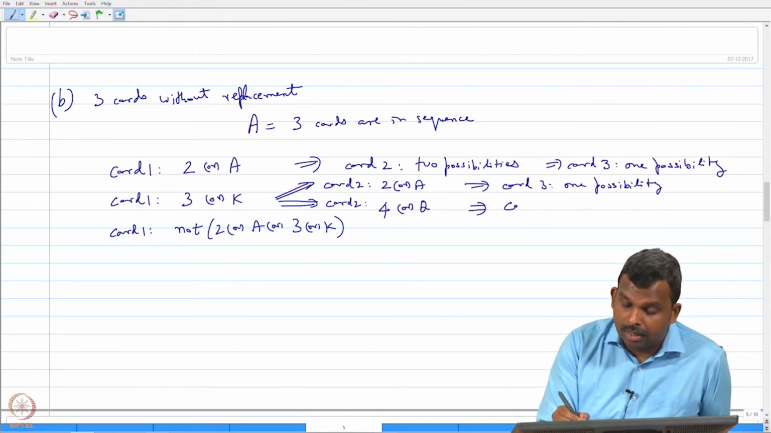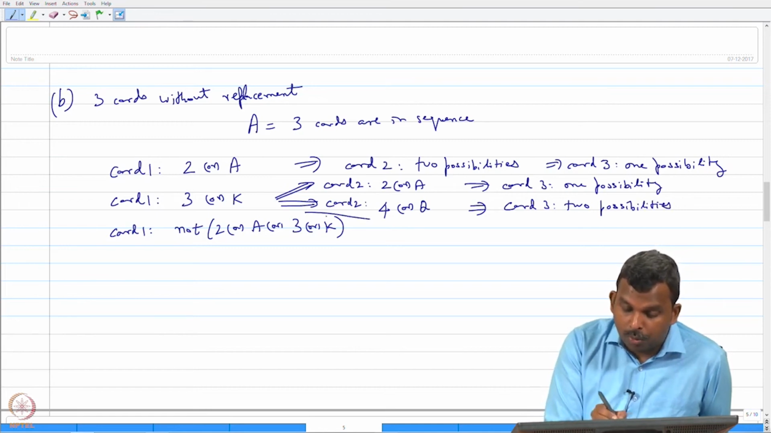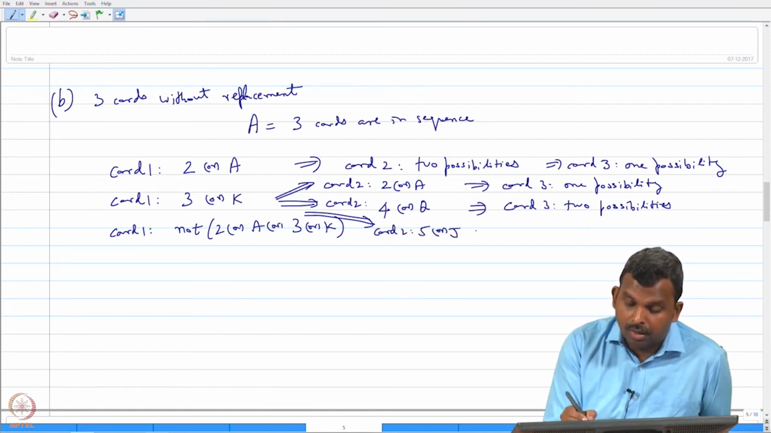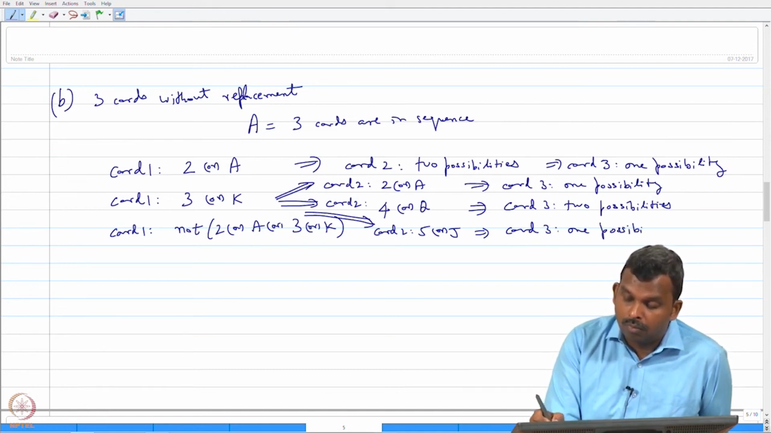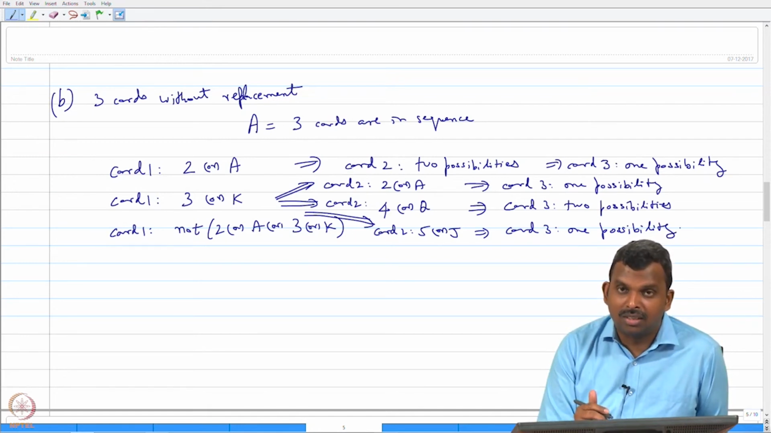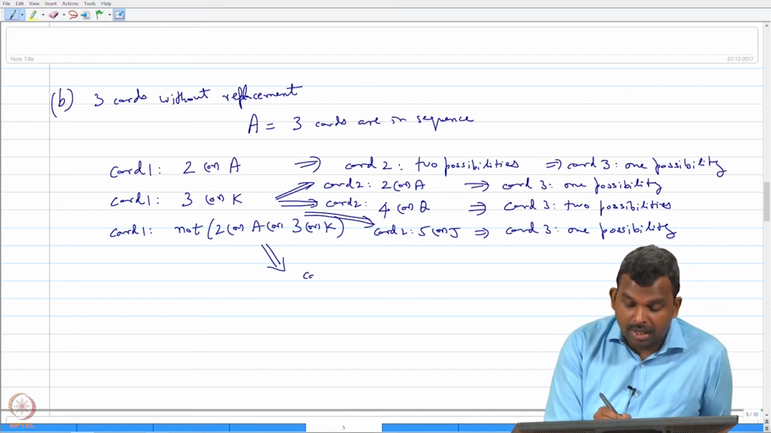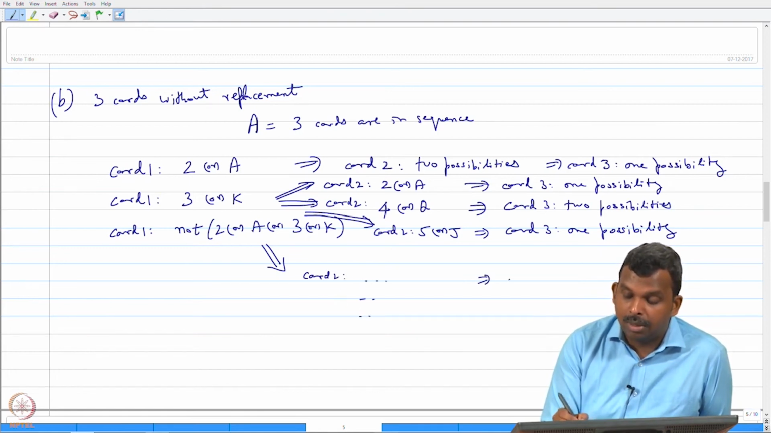And then you will have card 3 having 2 possibilities. In fact, there is one more possibility here, card 2 can be 5 or jack, in which case also card 3 has just one possibility. So, just enumerating all these possibilities is a bit more complicated, and then once again if it is not 2 or ace or 3 or king, again you have to do what are the various possibilities for card 2. There will be 1 or 2 possibilities here, and then that will imply different possibilities for card 3, and then you have to do this.